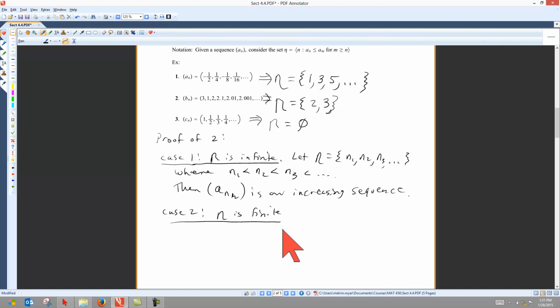Well, actually this case is going to be quite different. I'm going to construct a decreasing sequence in a different way than in case 1. So since eta is finite, it's bounded, and so there exists an N1 which is greater than the maximum of the set eta. So N1 is greater than the maximum of eta, so N1 certainly is not in eta.